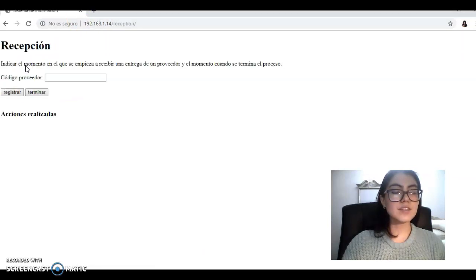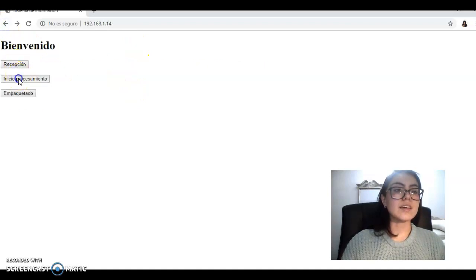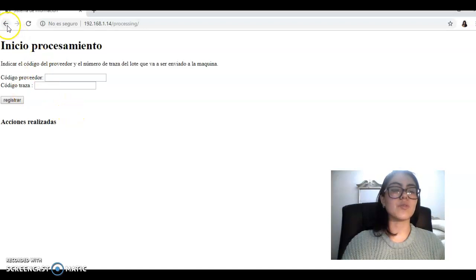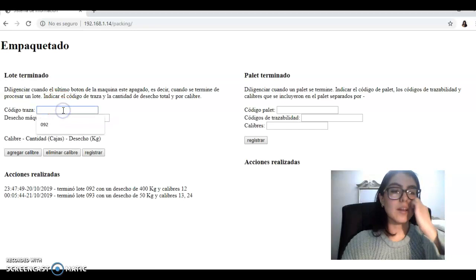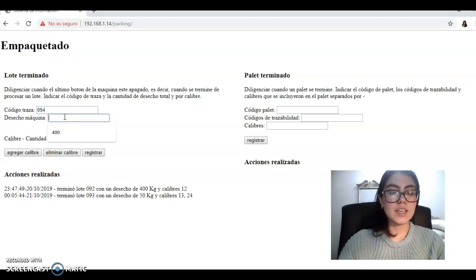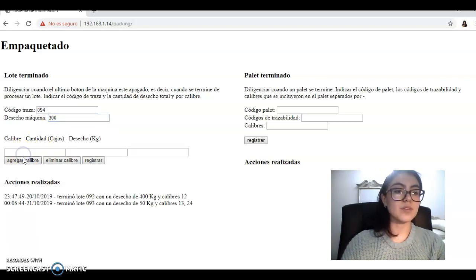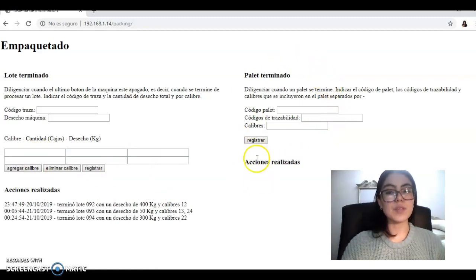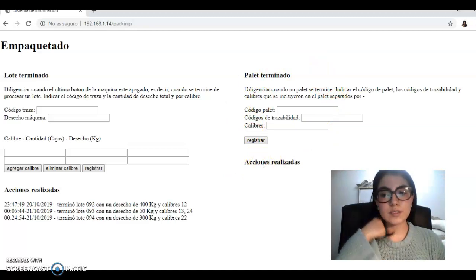We have here the reception. We added an introduction to the processing. We also added an introduction so the workers know better how to fill in the information. Here in the packing, we are now specifying more information. For example, I can put the trace or the batch. These are the discharged kilograms of fruit. Then we have this caliber with this amount of boxes and this amount of kilograms of discharged fruit, and I can register it, but I can also add more than one caliber. Also, I have this information for the ended pallet. So it's very cool because now we have more information about each of the stages of the system.